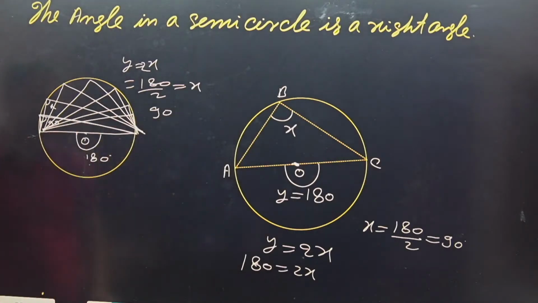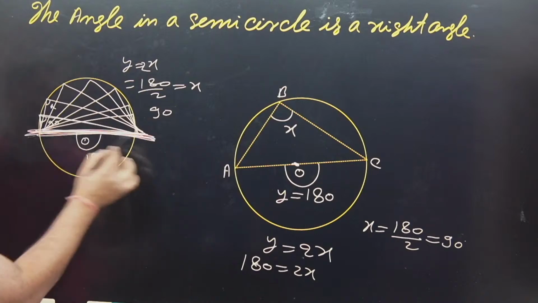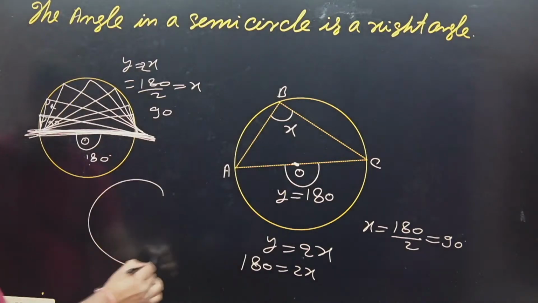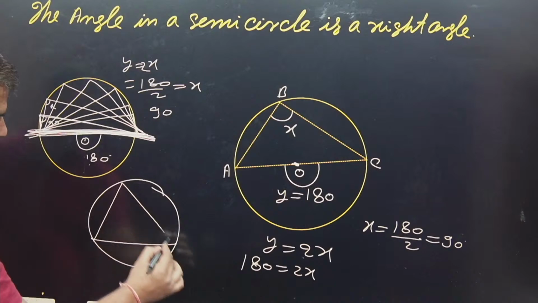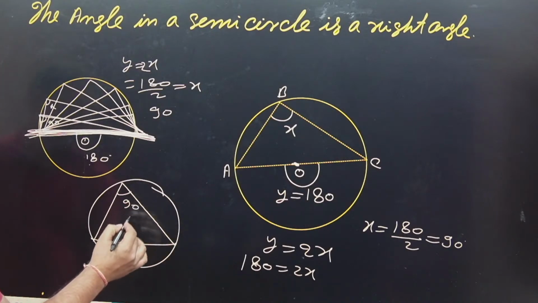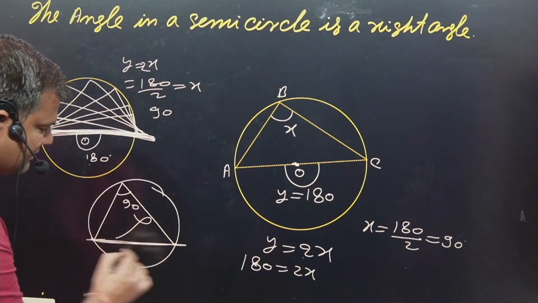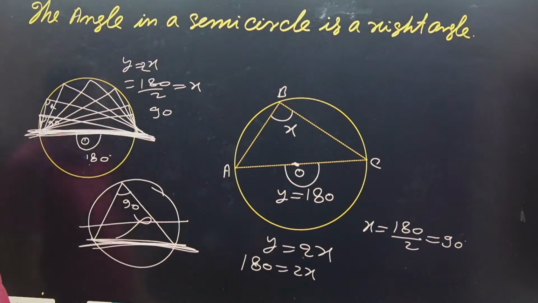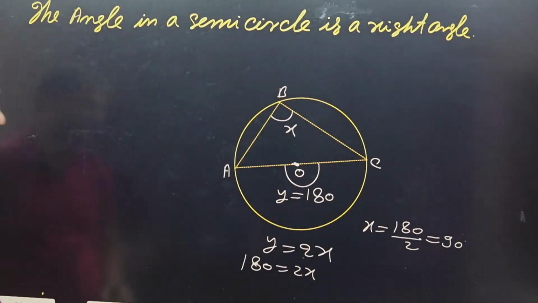Clear or not? If this one is a semicircle, the condition is applied, otherwise it is not valid. Suppose you draw a straight line here and say, sir, this one is 90 degrees. No, this one is not 90, because this one is not a semicircle. If this one is a semicircle, then you can say that angle is always 90 degrees. I hope it is clear. So now I will focus on the next theorem.